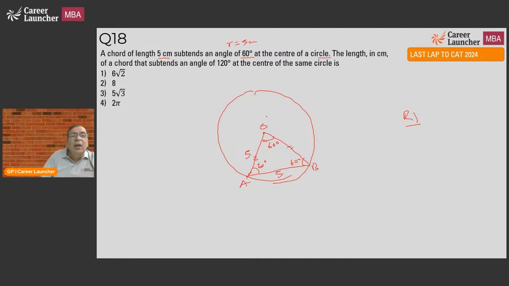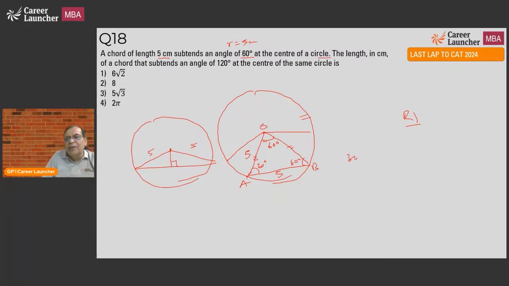Now what does it say? The chord that subtends the angle of 120 degrees. Okay, let me draw another figure. So effectively, what does it say? The radius is equal to 5 centimeters. Angle is 120 degrees. Radius is 5, isn't it? That's what we found from here. Angle is 120 degrees. What can I do?